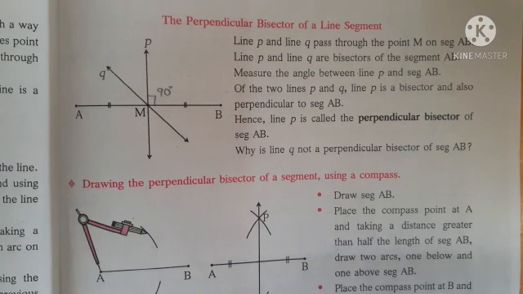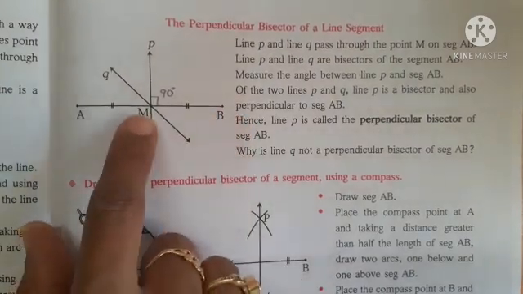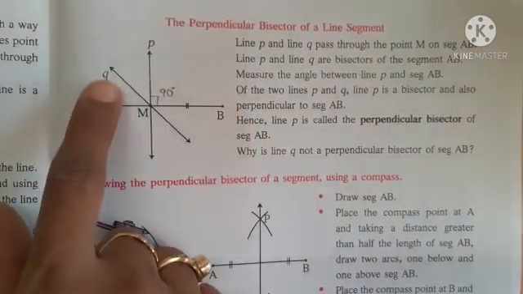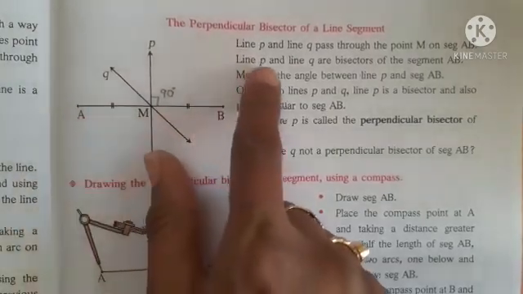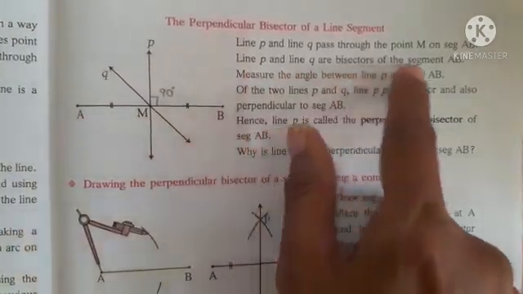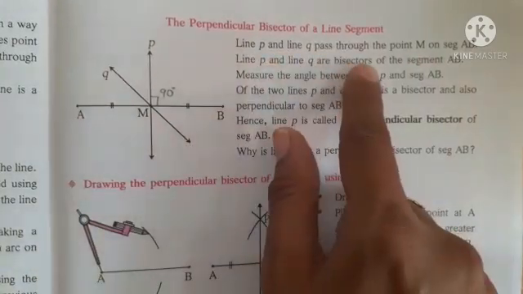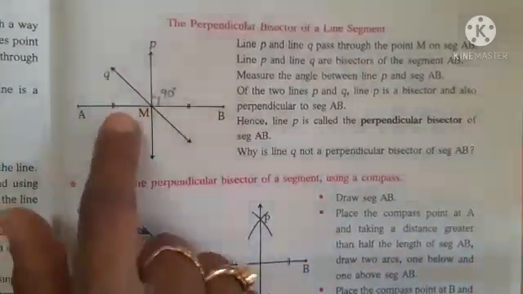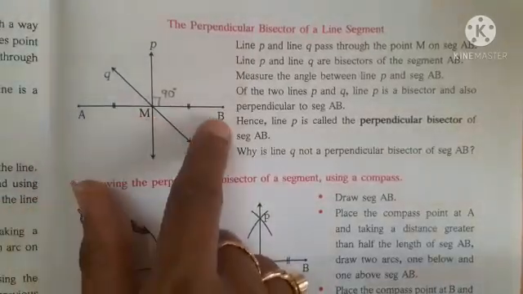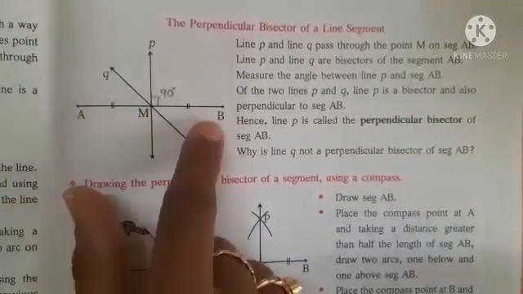You all can see this picture. Line P and line Q pass through the point M on segment AB. You can see segment AB and point M. Line P and line Q are bisectors of segment AB. Why are they called bisectors? See, here you all can see two symbols are given, two signs. This indicates that AM equals MB and M is the midpoint of segment AB.